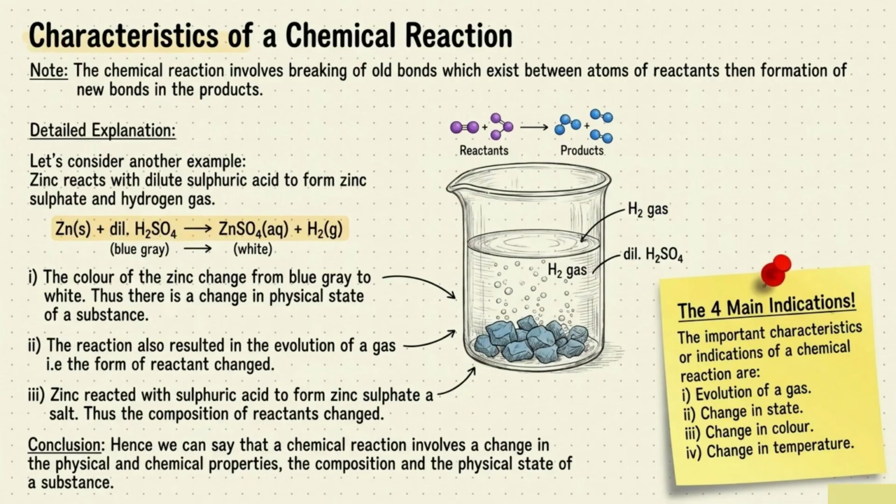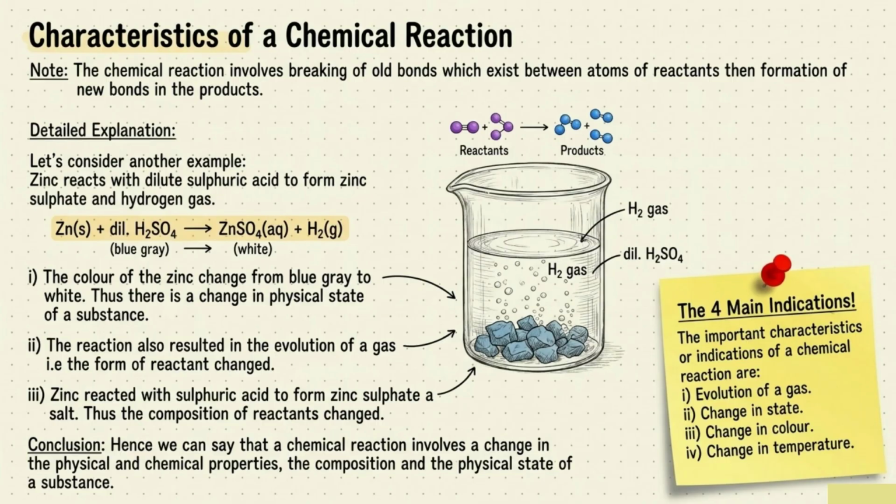Underneath it all, a chemical reaction involves the breaking of old bonds, which exist between the atoms of the reactants, and then the formation of brand new bonds to create the products. If you want to play detective and spot one of these reactions, let's look at a very detailed example. Imagine a glass beaker on our desk. Inside, we drop some solid zinc granules, and then we pour in some dilute sulfuric acid.